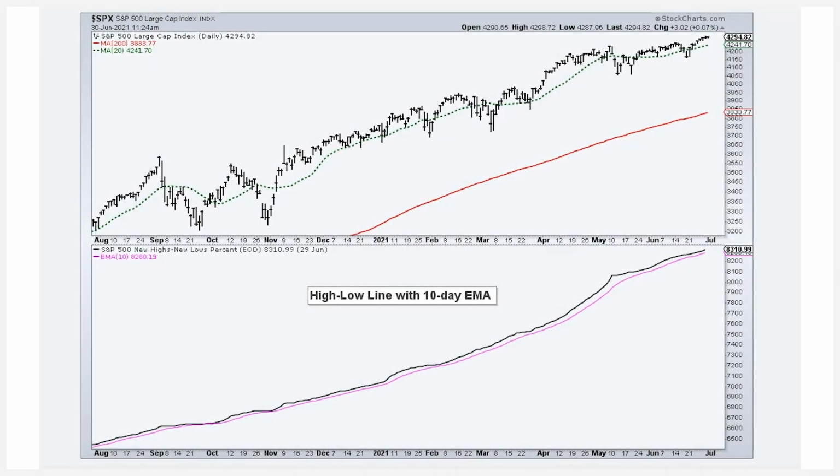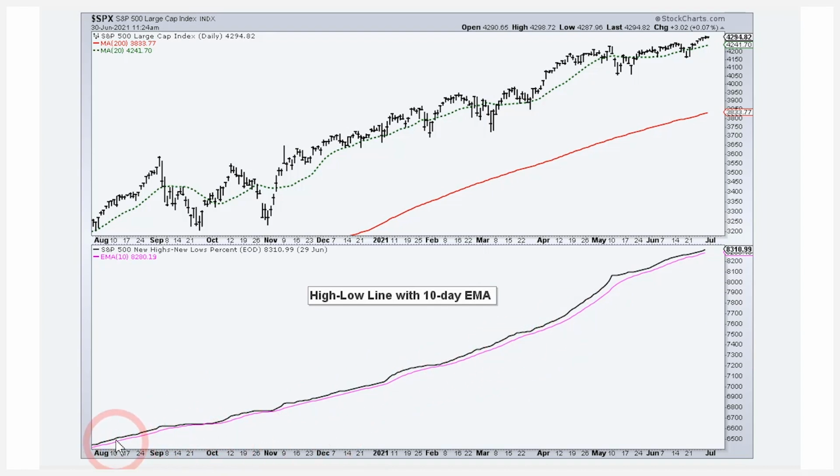Another indicator is the high-low line. Now, this is based on high-low percent, which you just saw, and it's a cumulative measure of high-low percent. So as long as new highs outpace new lows, this line will rise. It's kind of like the AD line, but it's a lot smoother and more longer term. And you can see I added a 10-day exponential moving average, the pink line, to show when it's rising.